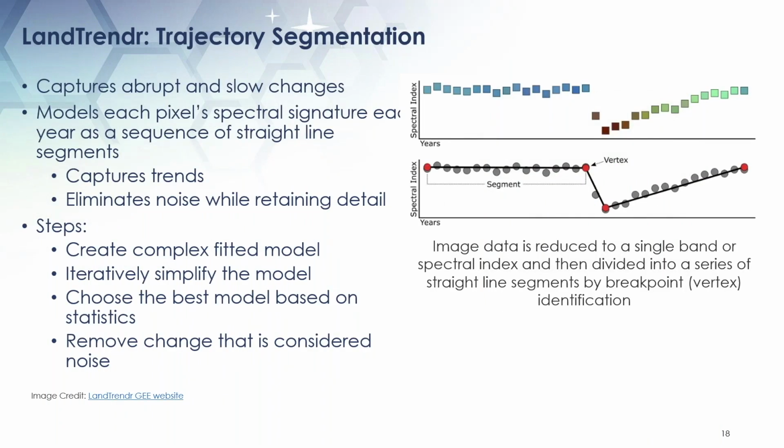Once we have a stack of images that have been properly evaluated, temporal segmentation is used to capture both those abrupt and gradual changes. By temporal segmentation, we refer to modeling a pixel's spectral time series as a sequence of straight line segments that capture the broad features of the trajectory, which eliminates noise or the small variations in the data without sacrificing the actual changes that we're seeing.